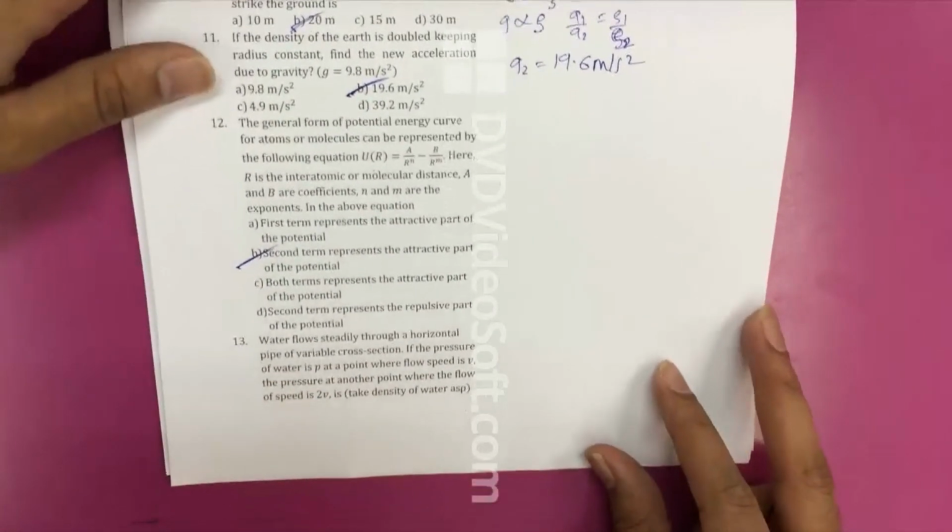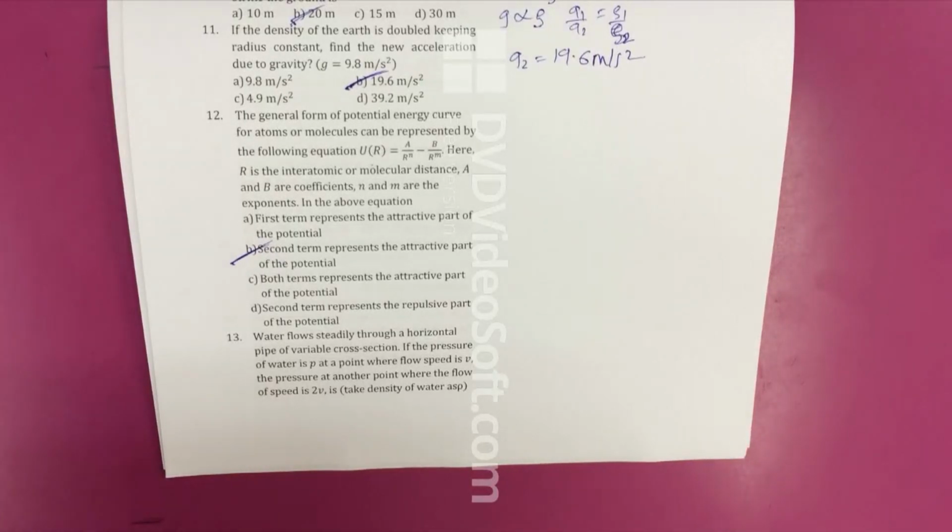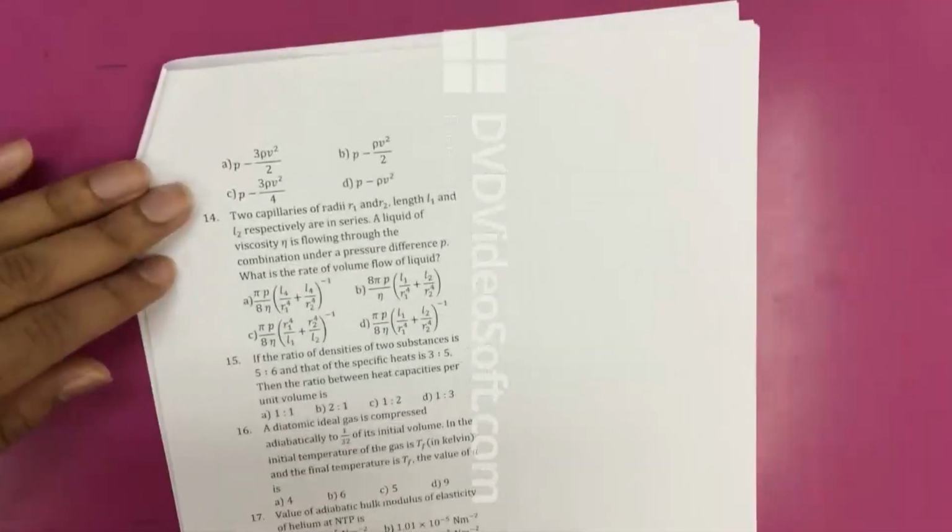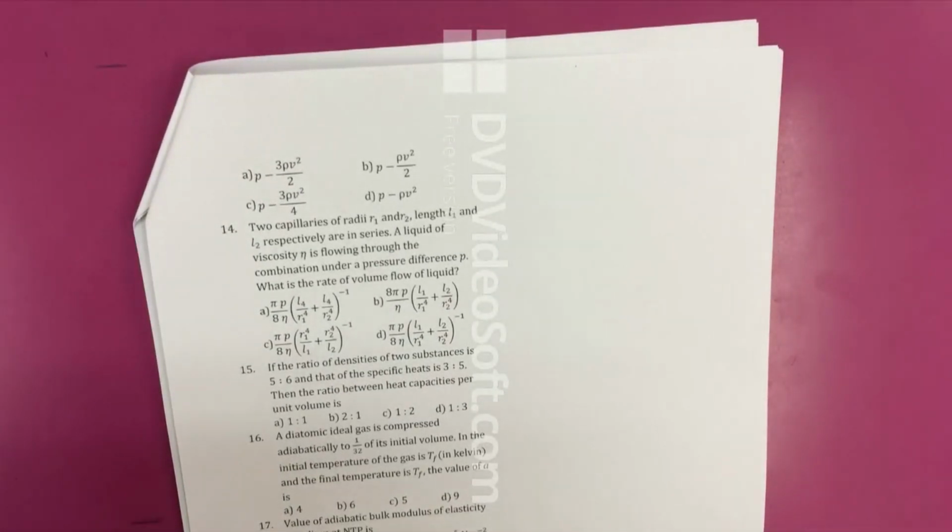Question 13. Water flows steadily through a horizontal pipe of variable cross section. If the pressure of water is P at a point where flow speed is V, what is the pressure at another point where the flow speed is 2V? So when pressure is P, velocity is V, we have to find what will be the pressure when velocity is 2V. From Bernoulli's equation, the sum of all forms of energy in a fluid flowing through an enclosed path is the same at any 2 points in the path.